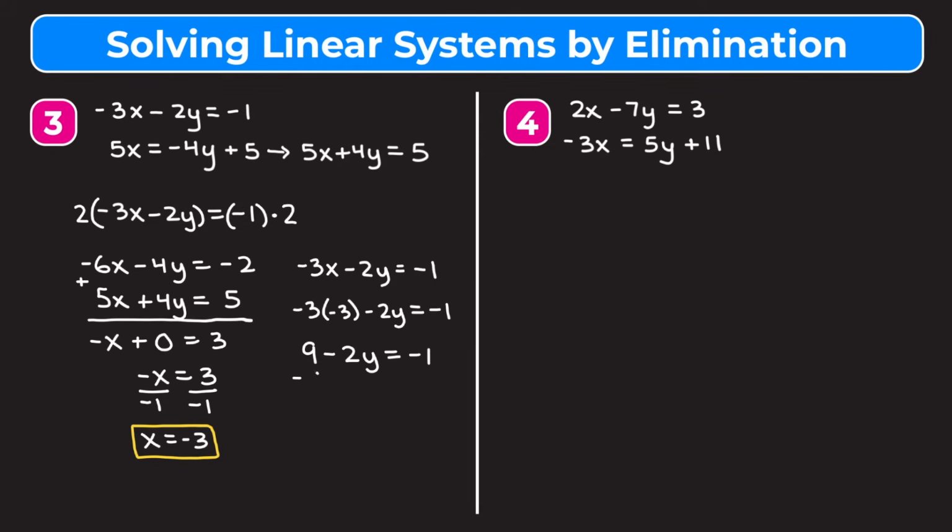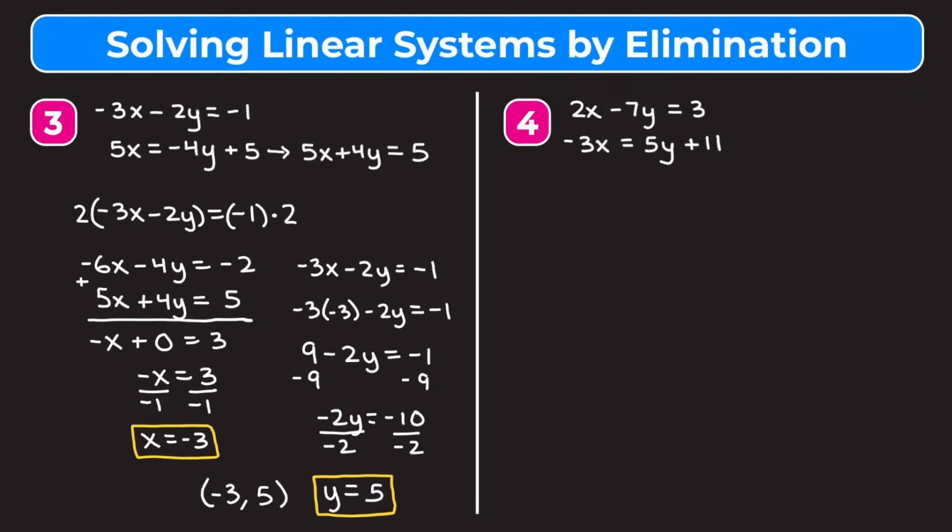I'm going to subtract 9 from both sides of my equation. So I'm left with negative 2y on the left, and negative 1 minus 9 is negative 10 on the right. And finally, divide both sides of our equation by negative 2, and I get that y is equal to 5. So I get an answer of x is equal to negative 3, and y is equal to 5, which can also be written as the point negative 3, comma 5.